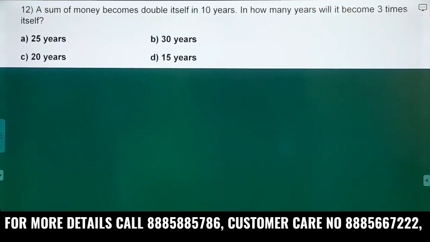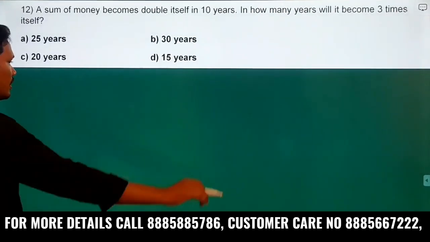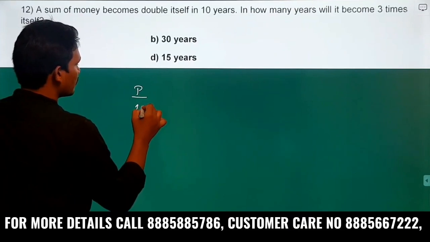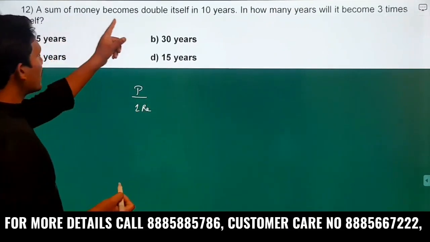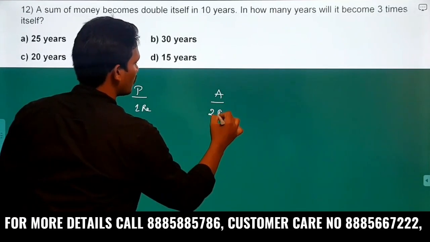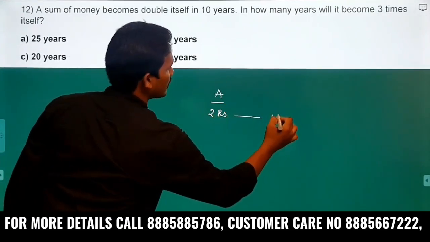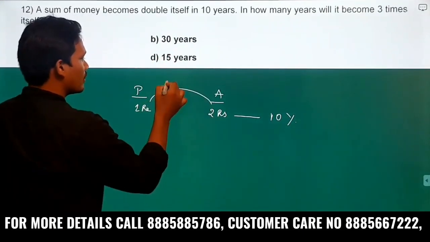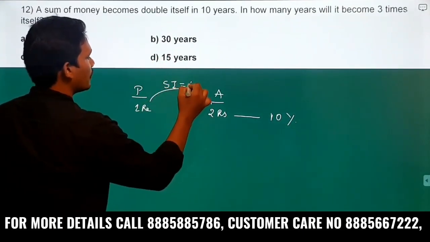Next question. A sum of money becomes double itself in 10 years. In how many years will it become 3 times itself? Okay, same model. Here let us consider principal equal to 1 rupee. A sum of money becomes double itself, then the amount will become how much? 2 rupees in how many years? 10 years. Right? So what is the interest developed here? So simple interest developed equals 1 rupee.